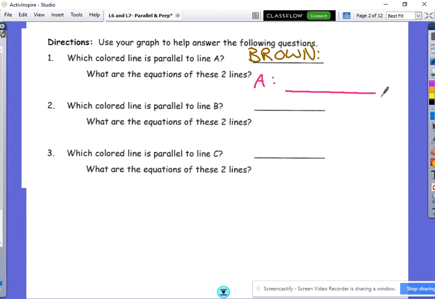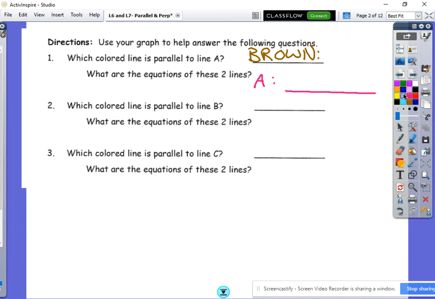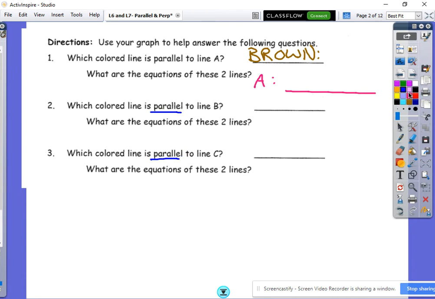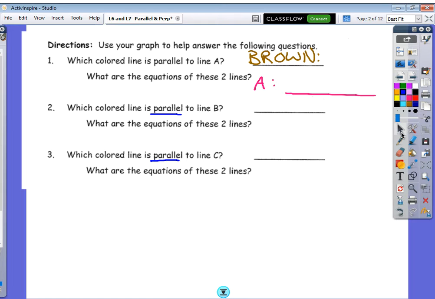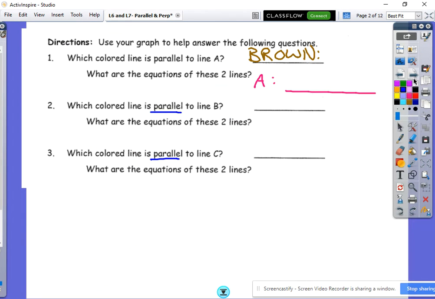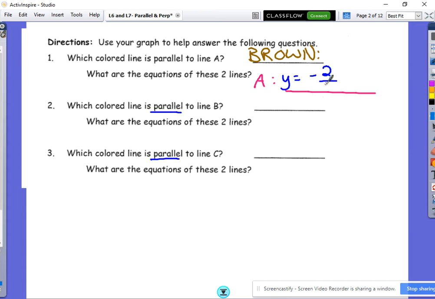So think about that for number 2 as well. Which one do you think is parallel to line B? Which one do you think is parallel to line C? I'm just going to let you think about that in a second, but I want to move forward with our observation here for the brown line and line A. So line A was y equals negative 2/5 x plus 1. I'm going to rewrite that here. Y equals negative 2/5 x plus 1.